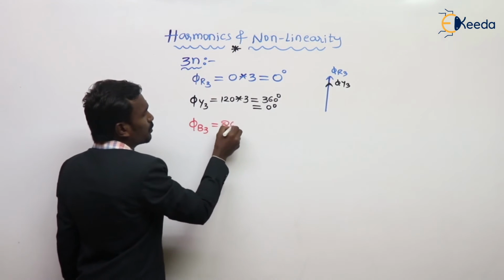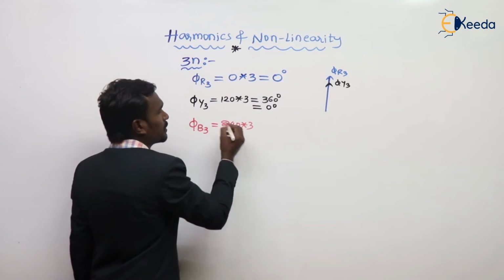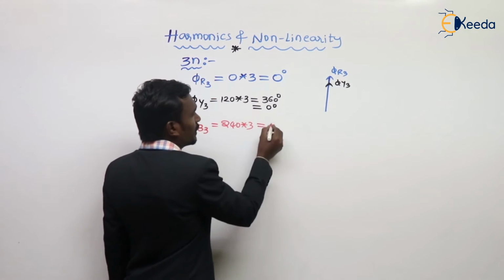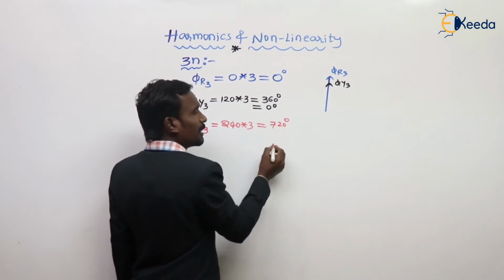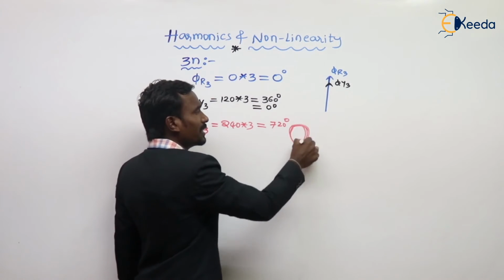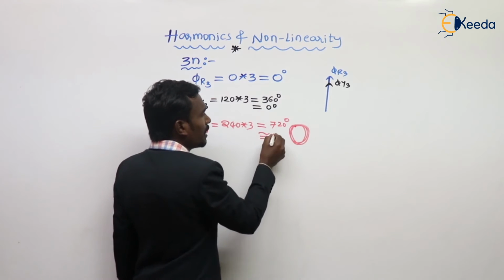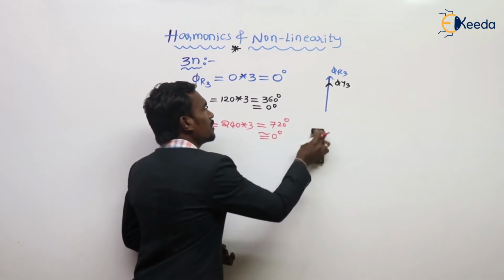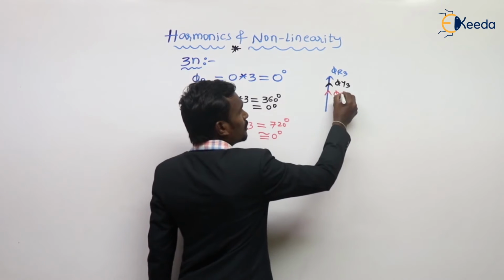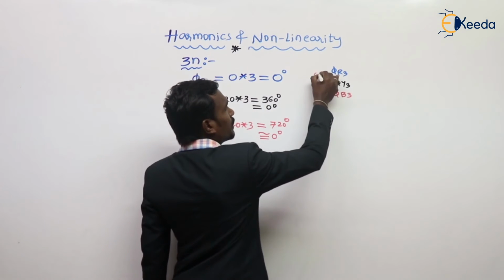Actually, B phase is at 240 degrees. But this is the triplen harmonic, that's why it is multiplied by 3. So 240 times 3 is 720 degrees. 720 minus 360, minus 360, so 720 is also nothing but 0 degrees. Nothing but the B phase is also located at 0 degrees.